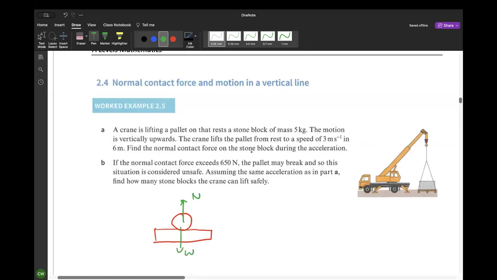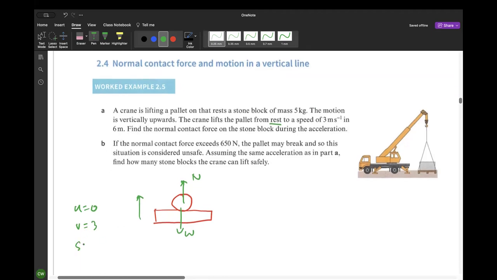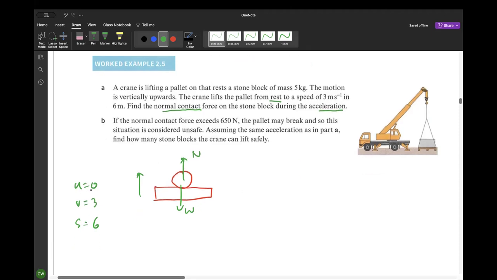Okay, so it's going up from rest to a speed of 3 in 6 meters. Find the normal reaction force during this. So we are given this, so we need to find A first.